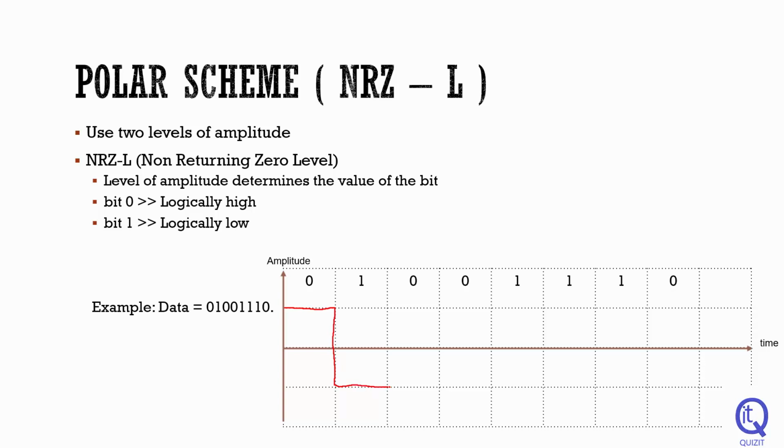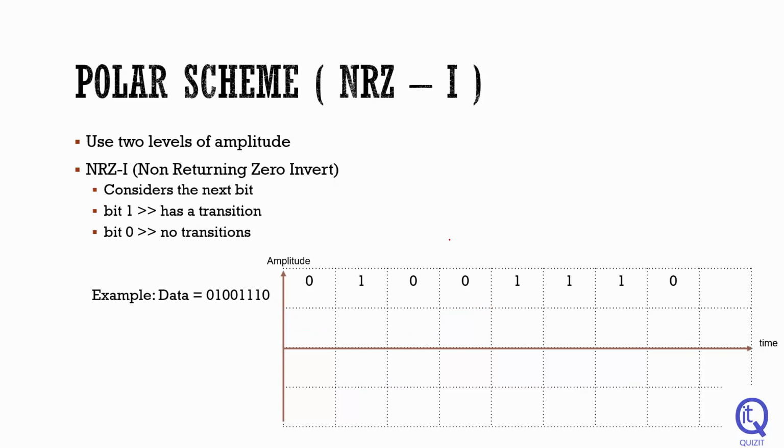and again next bit I meet bit 0, that means I have to go up, and another 0 means I'm going to stay up. For bit 1 I'm going to go down, and here another 1, that means stay down, again another 1, and for the 0 I have to go up like this.